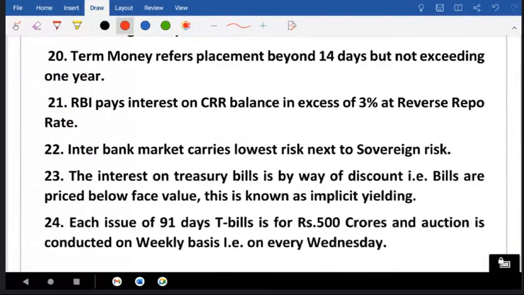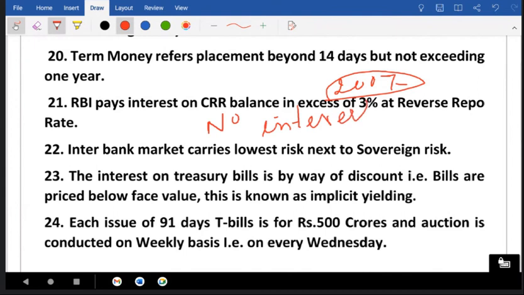RBI pays interest on CRR. This was before 2007. Before 2007 RBI was paying interest, but an amendment was brought in the RBI Act, so now there is no interest on CRR. Make a note of it: RBI is not paying any interest on CRR. And the interbank market carries low risk, next to sovereign risk.